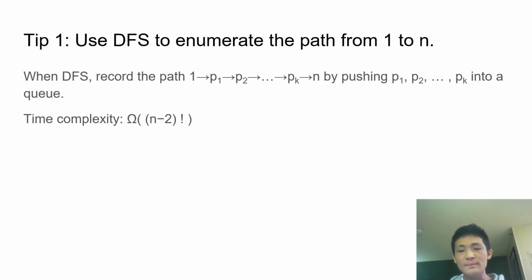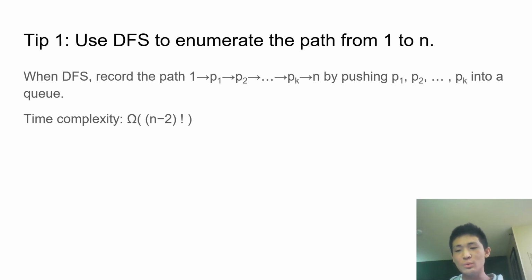The first tip is to use DFS to enumerate the paths from 1 to n. This tip is important because you want to remember all the edges that you have passed through. Because when you travel from n to 1, next, you don't want to pay another payment on those edges. So you want to remember the edges.